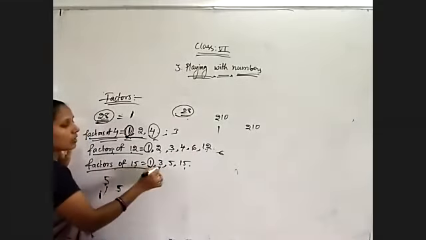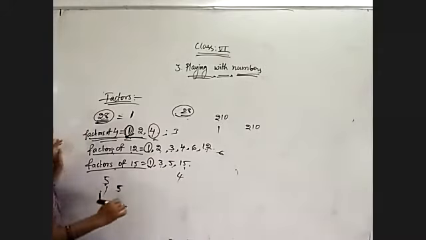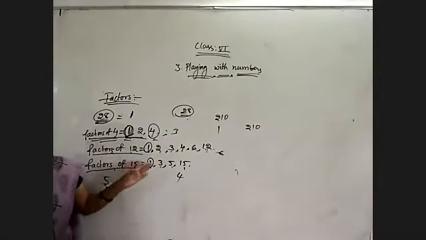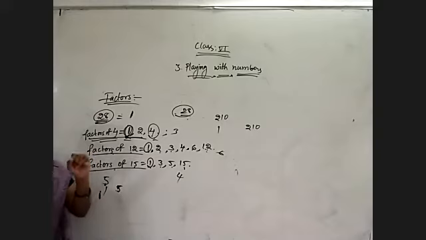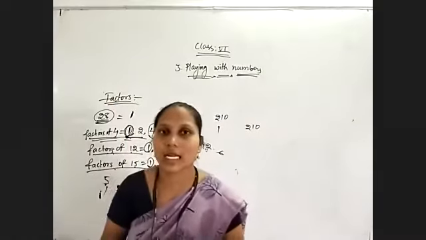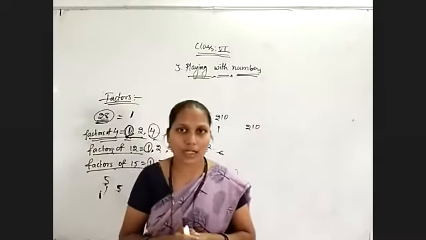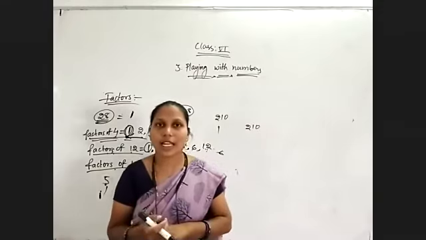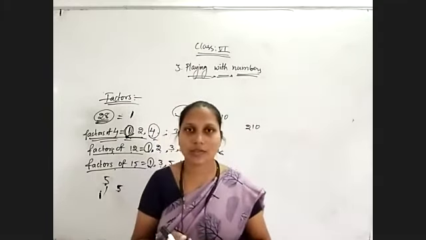And for 15, 1, 2, 3, 4 factors are there. Means in all these cases, we are able to count how many factors are there. So factors are countable. So my first point is a number which divides the other number exactly is called a factor. And 1 is the factor for every number and that is the smallest factor.